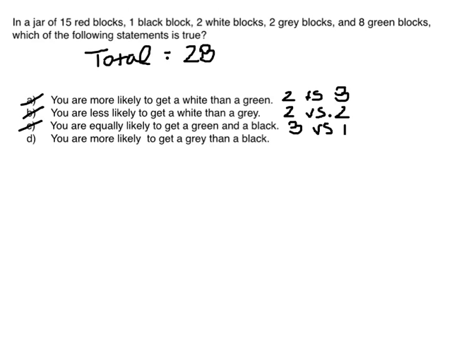D, you are more likely to get a gray than a black. Gray is going to be 2 over 28 versus 1 over 28 for black. So yes, you are more likely to get gray than black. So D is going to be the correct option.